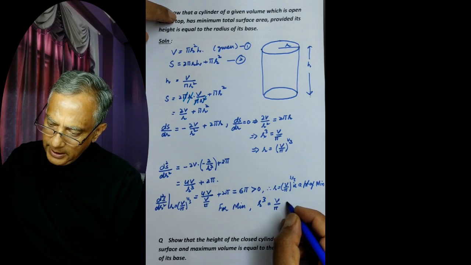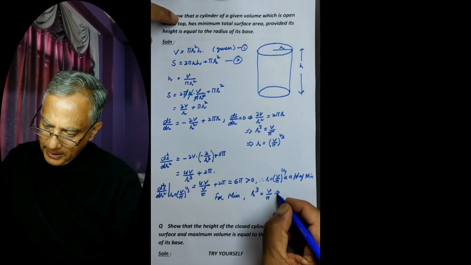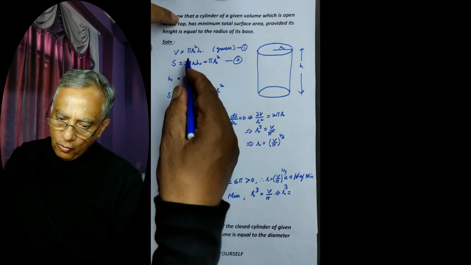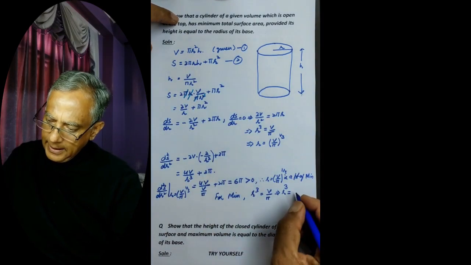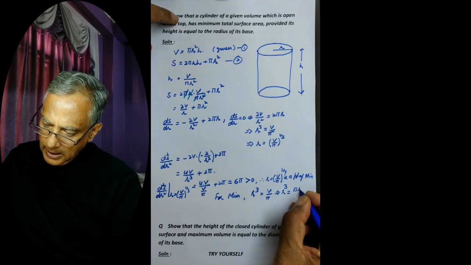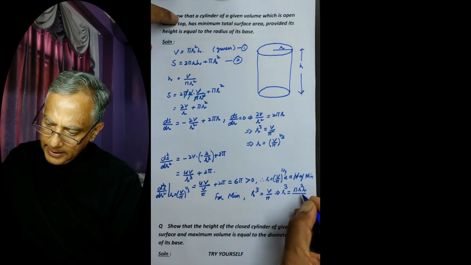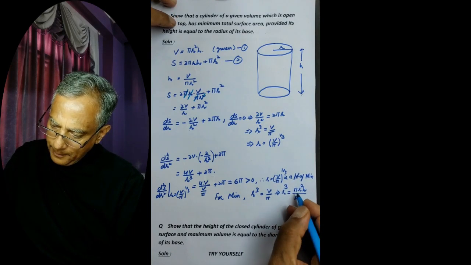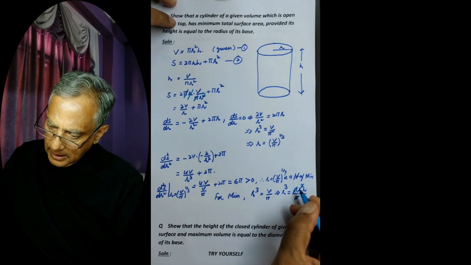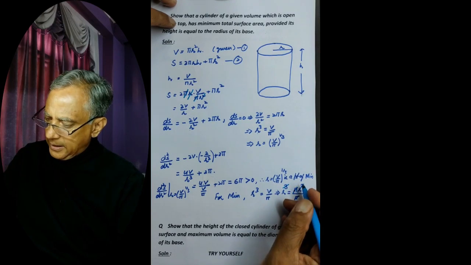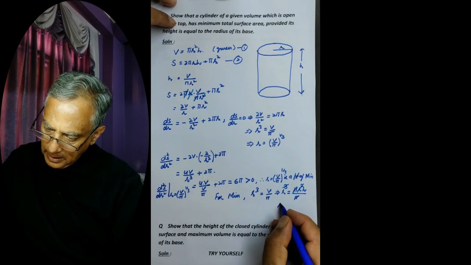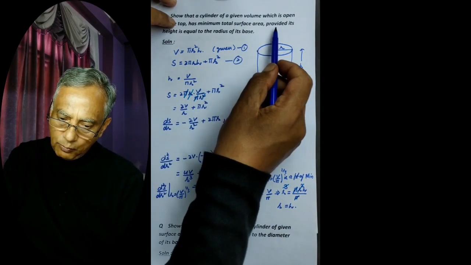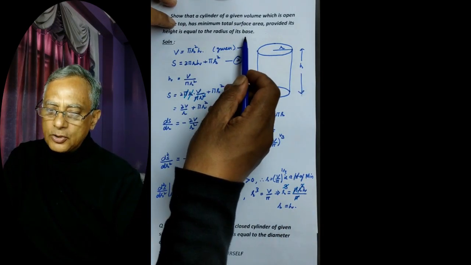So what we do is we eliminate v. So this implies r cube is equal to, put the value of v. V is pi r square h, so this is pi r square h over pi. Pi cancels, r square cancels with this, and we get r is equal to h, provided its height is equal to the radius of its base.